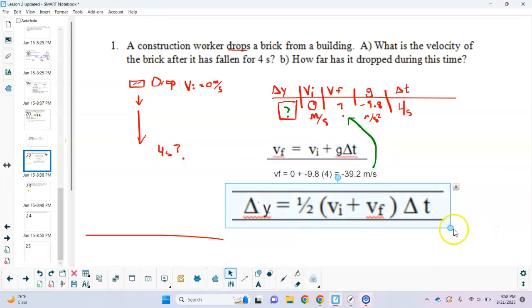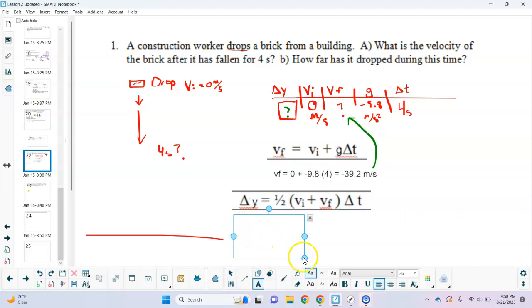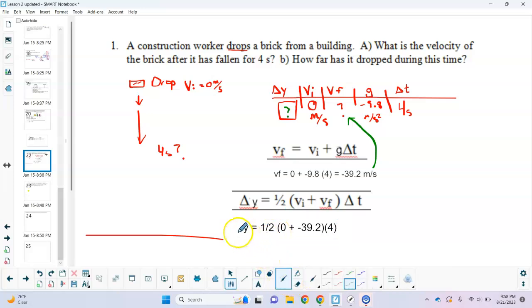Shrink it a little bit because it's a ridiculous size. And then we're going to go ahead and plug in for what we're looking for. So we're looking for y, and that's equal to, let me shrink this a little bit. So we have the 1/2 value, initial velocity, which is 0, the final velocity, which is negative 39.2. It's important you put in the negative in these equations because if you don't, you will not get the right answer. And then the time is 4 seconds. So let me draw in the little delta symbol here for a triangle for change in y.